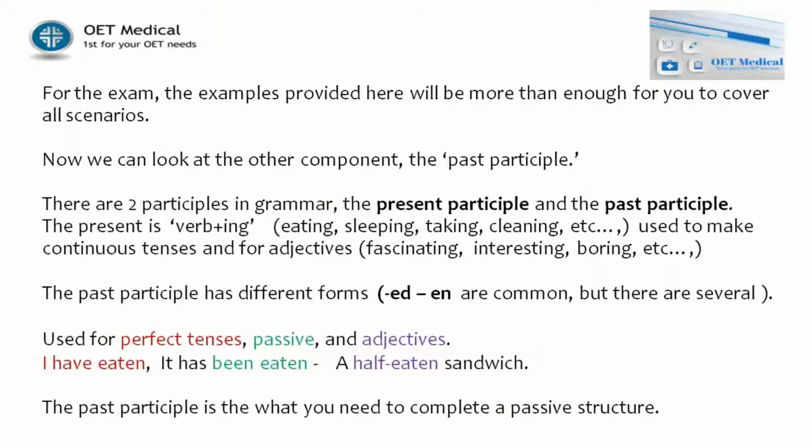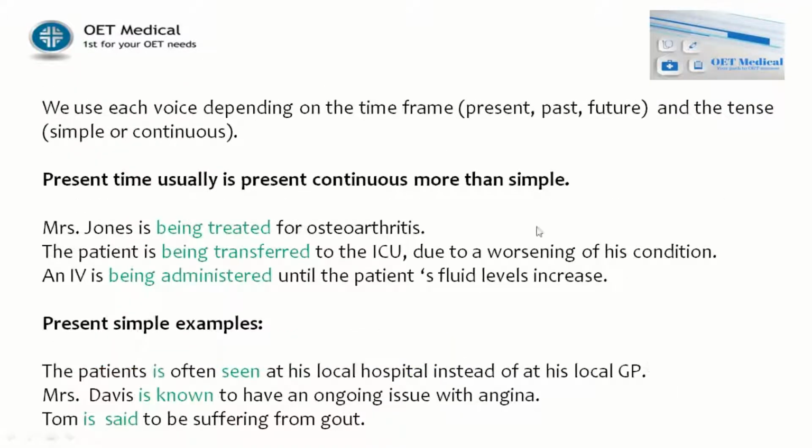Here are some simple examples. But here, you're only interested in this for the letter. You'll use them in different situations, but we're looking today at the passive. So the past participle is what you need to complete the passive structure. So we have the verb to be in its different forms, and we also have the past participle. We use each voice depending on the time frame, past, present, future, and the tense, simple or continuous. So now I'm going to just run you through some examples for different tenses.